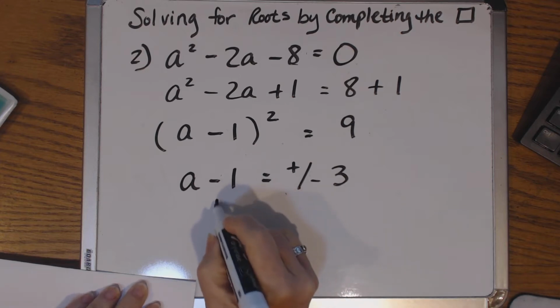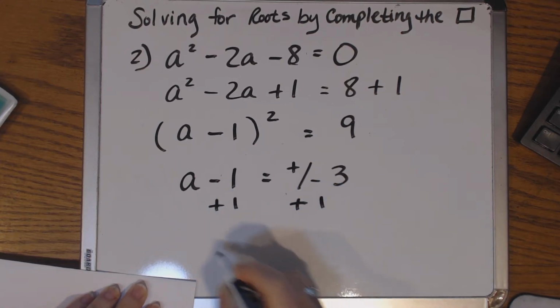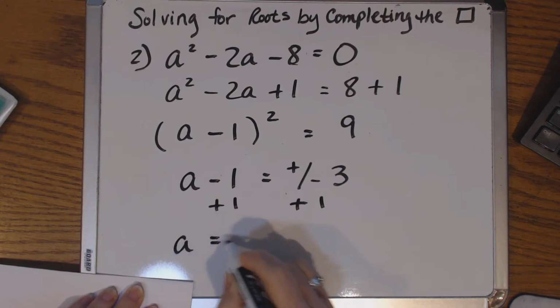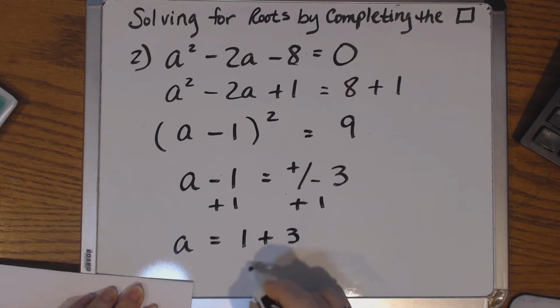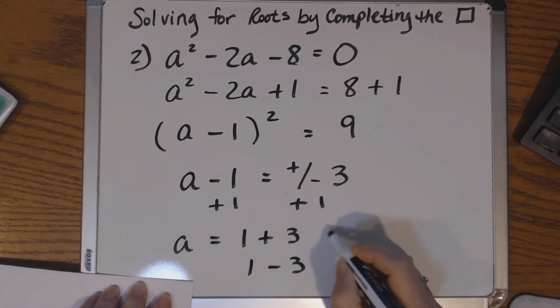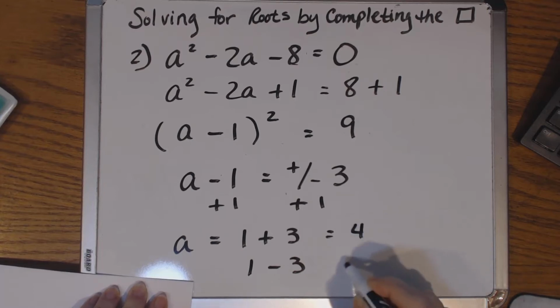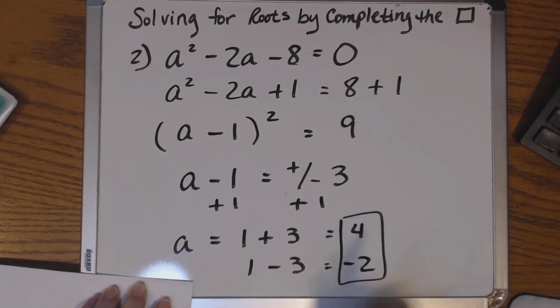So now again, I have to move the 1 over, okay, if I want to isolate a. What I have is a is equal to 1 plus 3 or 1 minus 3. That's 1 plus or minus 3. That's going to equal a 4 or a -2. These are my solutions, 4 and -2, okay?